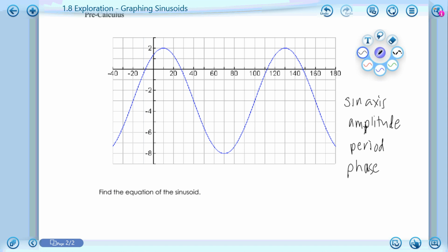One thing I want to point out is that there are actually multiple equations that give you the same graph. If you have an equation, there's only one graph that goes with it, but if you have a graph, you can come up with a number of equations that will give you the same graph. Let's go ahead and talk about how we can figure these things out from the graph.